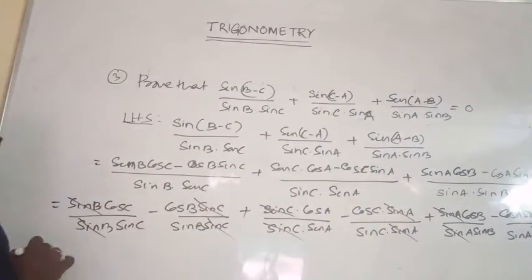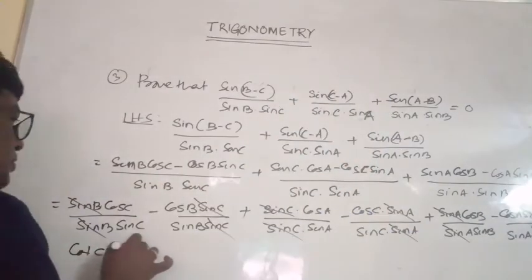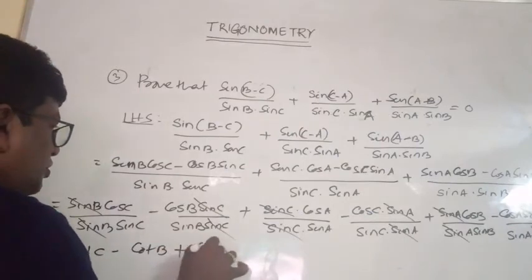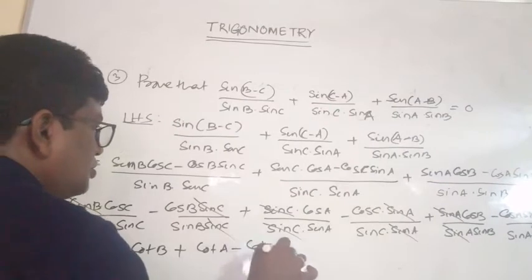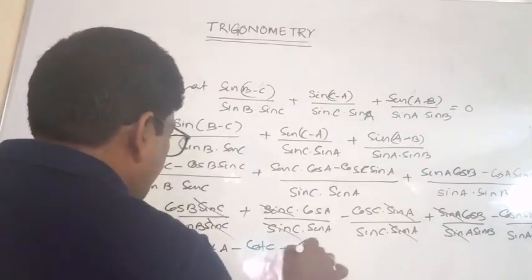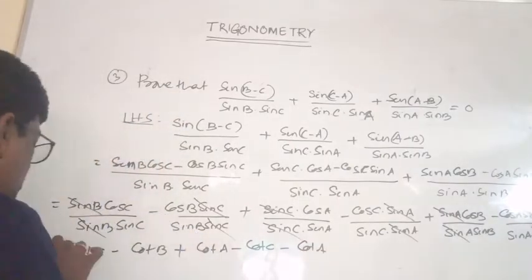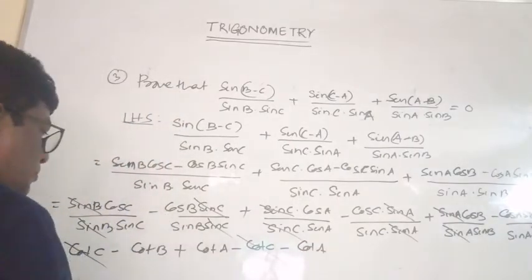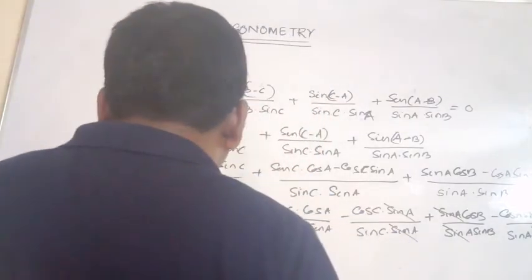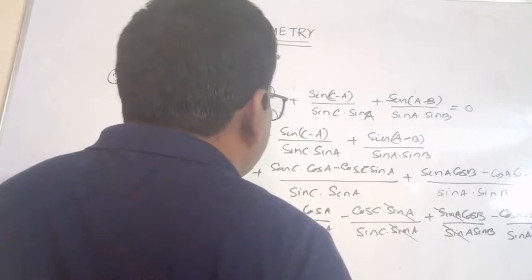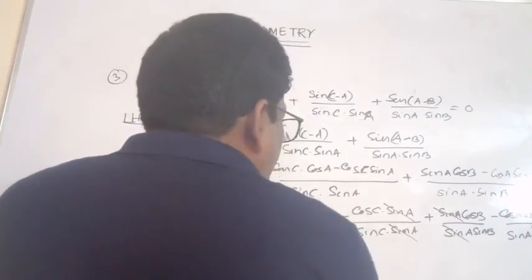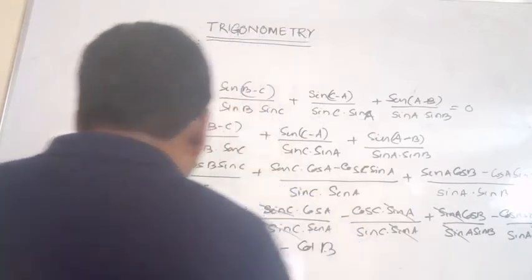So what is here? Cot C minus cot B plus cot A minus cot C minus cot A. So plus cot C minus cot C cancel. This is cot B. Clear? This is cot B.